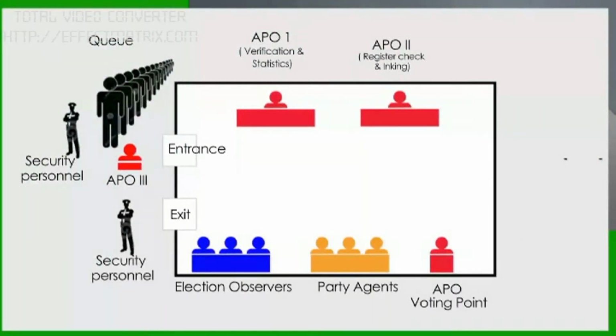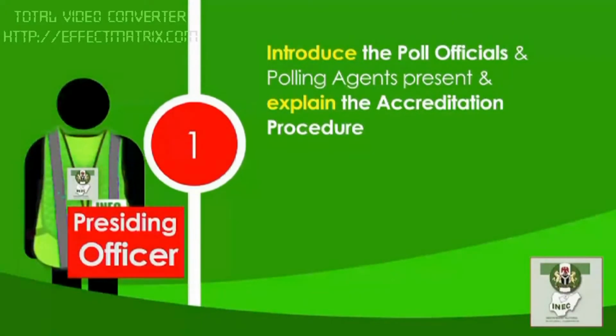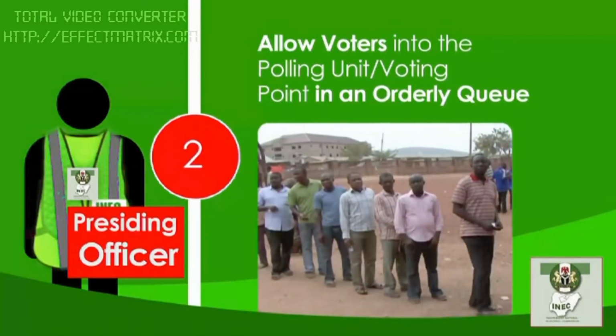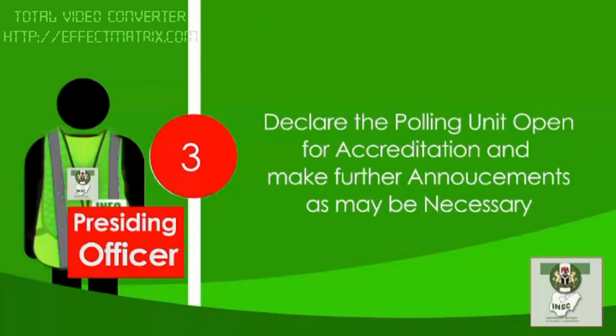At 8 a.m., the presiding officer shall introduce the poll officials and polling agents present and explain the accreditation procedure. Allow voters into the polling unit or voting point in an orderly queue. Declare the polling unit open for accreditation and make further announcements as may be necessary.